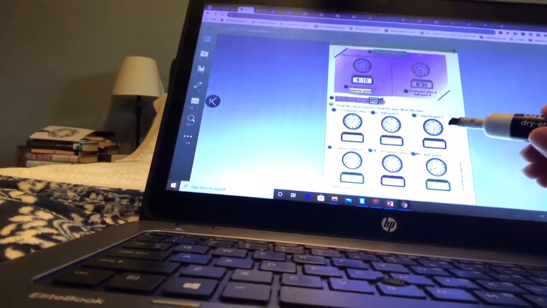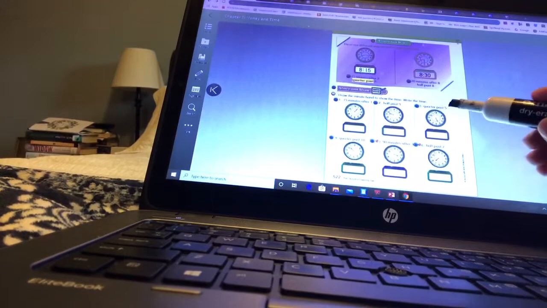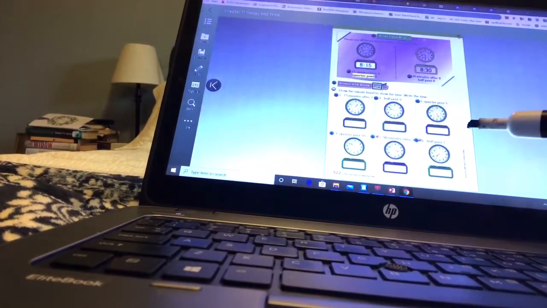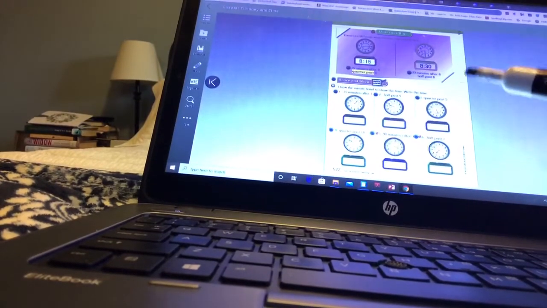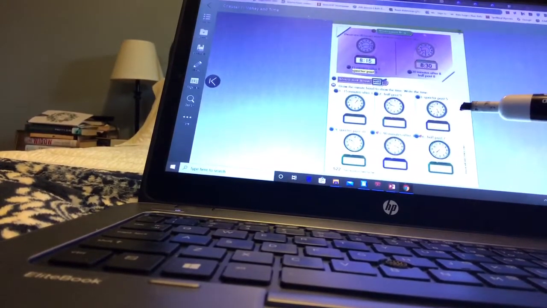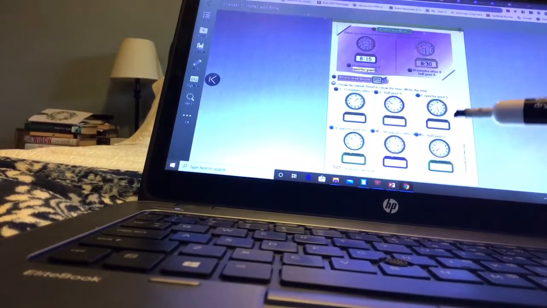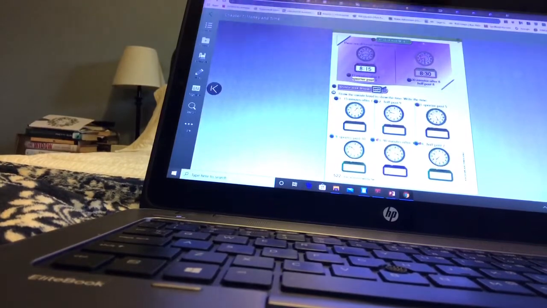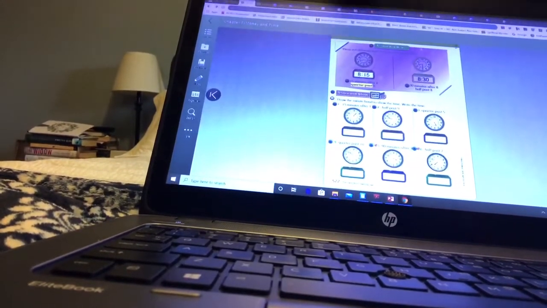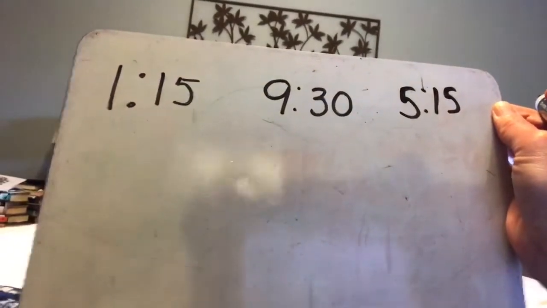Then it says a quarter past 5. So my hour hand is between the 5 and the 6, so it's in the 5 o'clock hour. Remember, there are 4 quarters in an hour, and each quarter is worth 15. 5, 10, 15. So the minute hand would be on the 3, and your time would be 5:15.